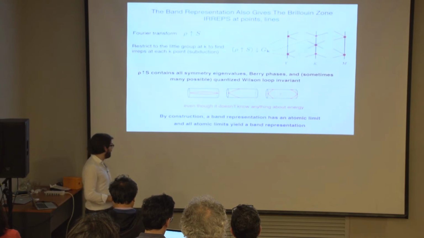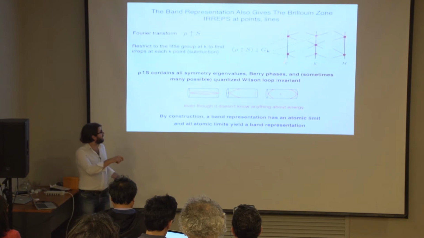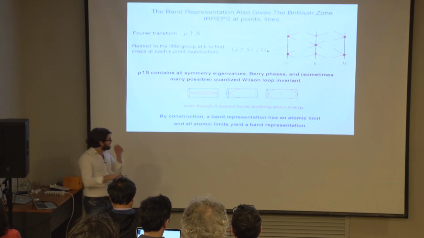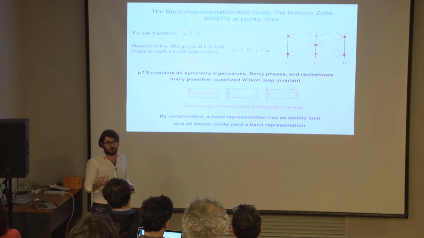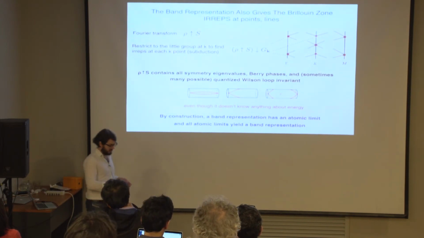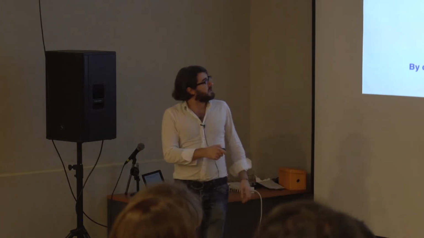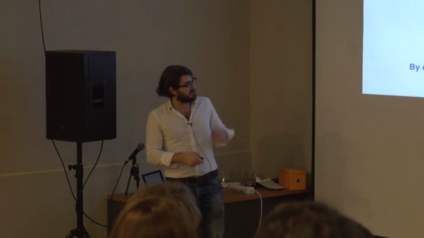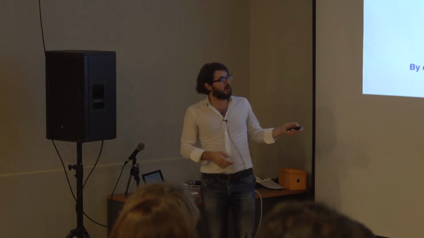Because it's an infinite dimensional representation. The reason is that the space group is infinite, momentum is infinite. So it's an infinite dimensional representation, and infinite dimensional representations are not classified just by their eigenvalues. And that's a fundamental thing, and the reason why we have Berry phases. So it contains Berry phases and quantized Wilson loop invariants, which are these eigenvalues that Leonid was talking about, even though it doesn't know anything about its energy.